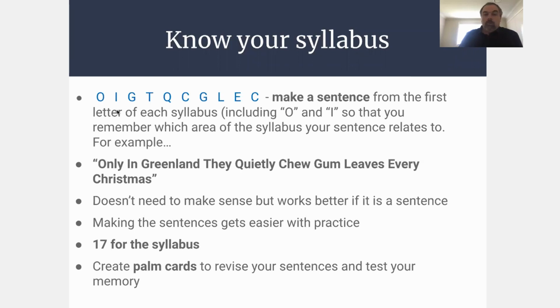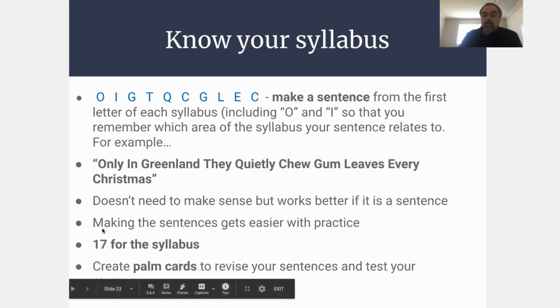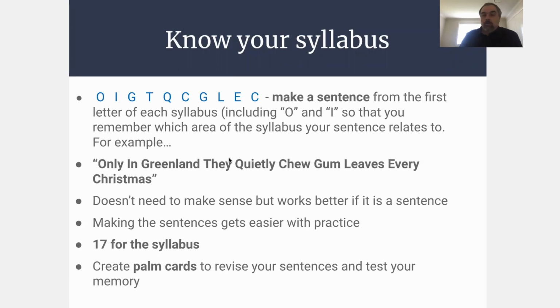This is one from operations. So we've got operations influences, and that's: only in Greenland, they quietly chew gum leaves every Christmas. So the idea is that each of these letters is a component of the syllabus. Now there's 17 syllabus sections in total, okay? That's the 4 from each topic, which is 16, plus the effectiveness one.